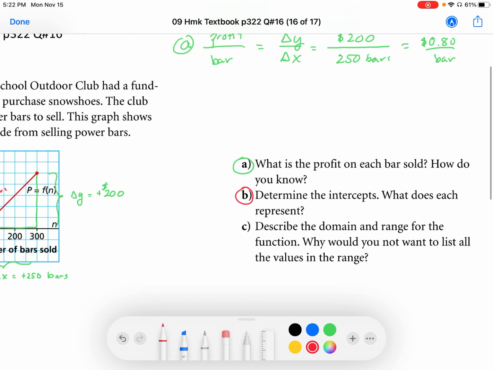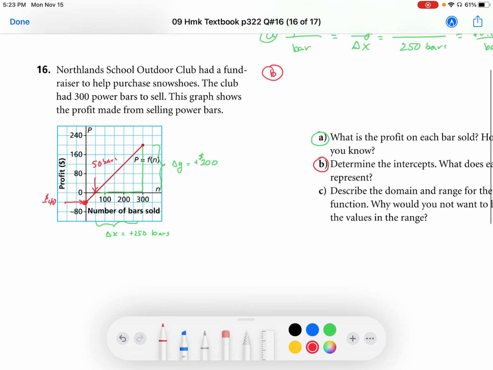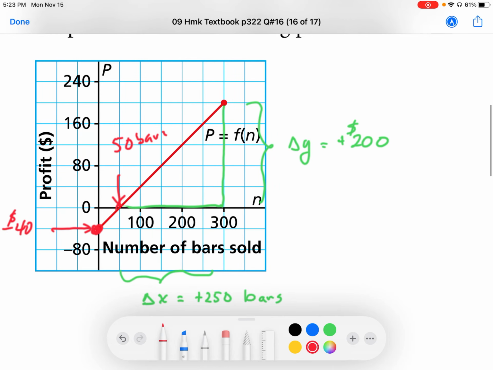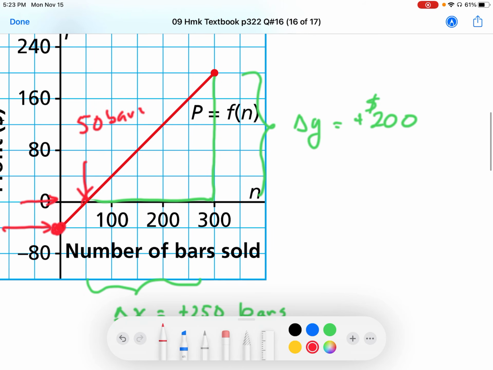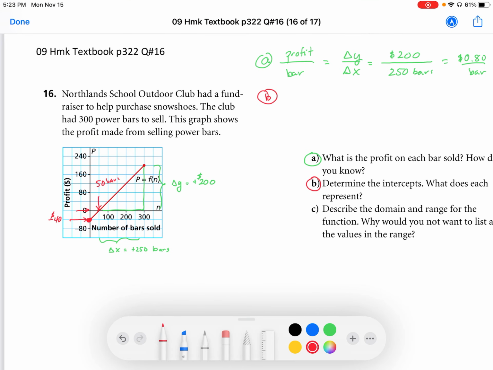Part B says, determine the intercepts. What does each intercept represent? Well, if we take a look at the x-intercept, it is 50 bars. And what that represents is the number of bars that we need to sell before we break even. So that is our break-even point of profit of $0. So the x-intercept is the break-even point. We break even after selling 50 bars.